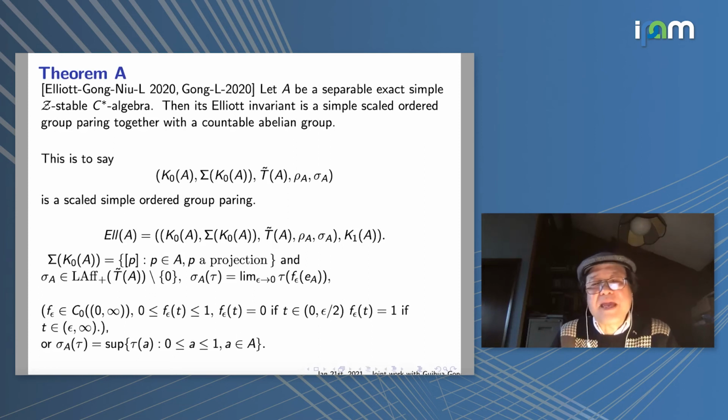So the main point, maybe I should have mentioned, is that you have to work with A tilde instead of A in order to get K0. And A tilde is not Z-stable, nor is it approximately divisible. So that's one of the difficulties there.